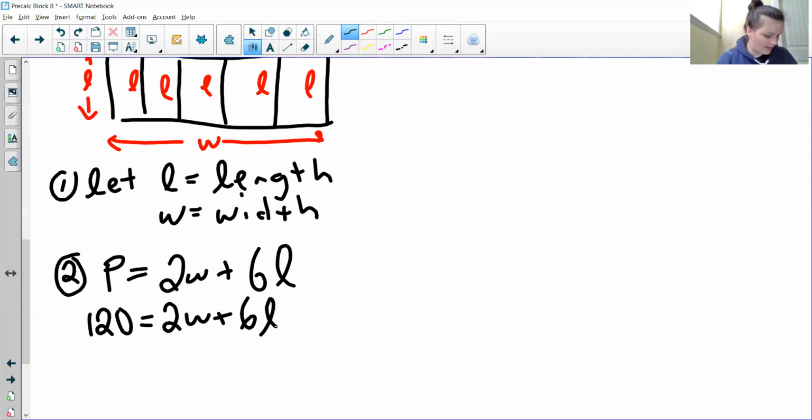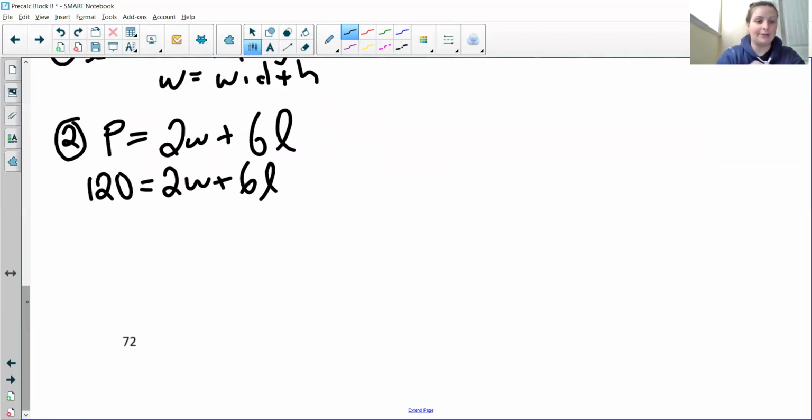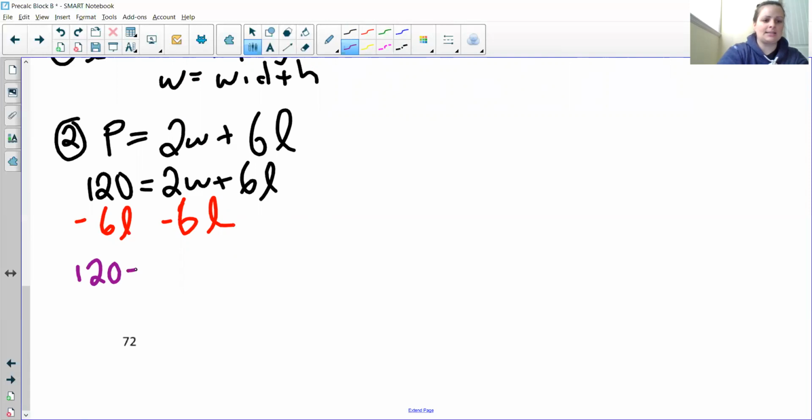All right, so here's where you have to solve for one of them. And I decided to solve for W to get what W equals in terms of L. So here I'm going to subtract 6L from this side, which means I'm going to subtract 6L from this side. So I'm going to get 120 minus 6L equals 2W. And then I'm going to divide everything by 2.